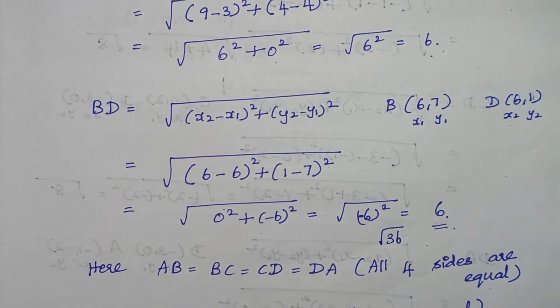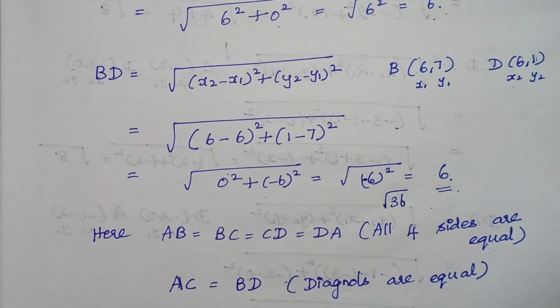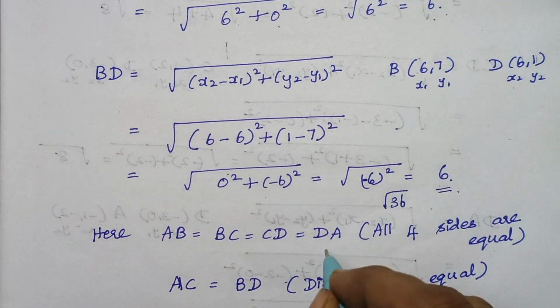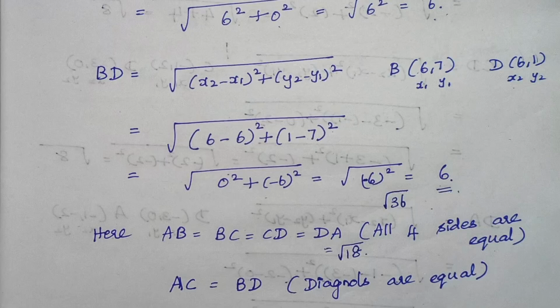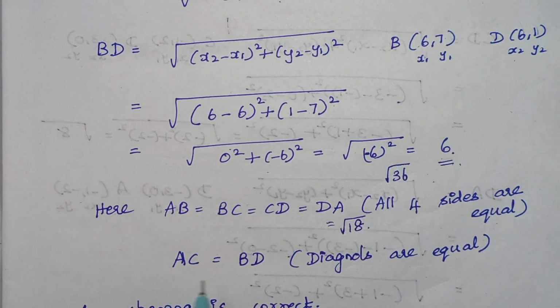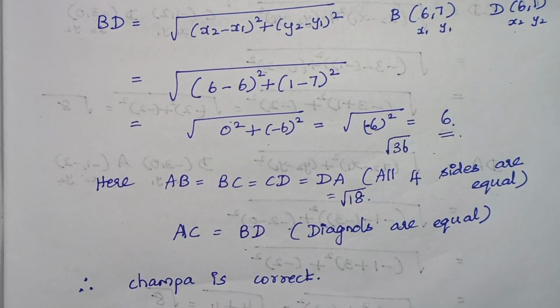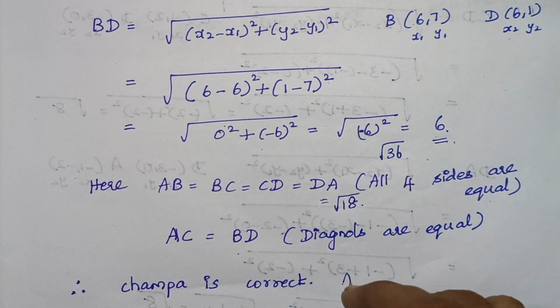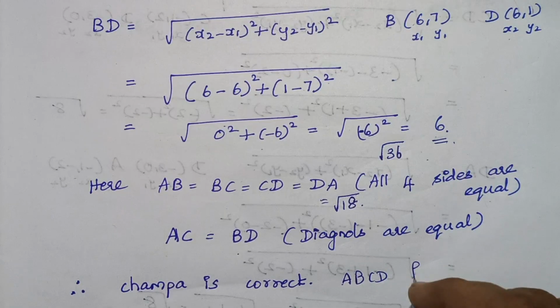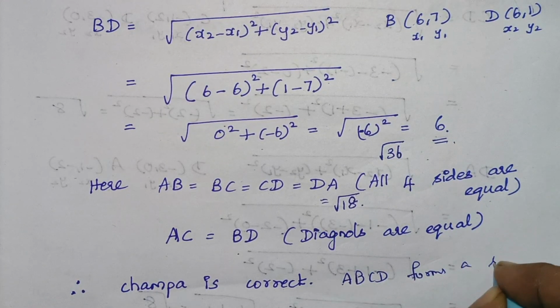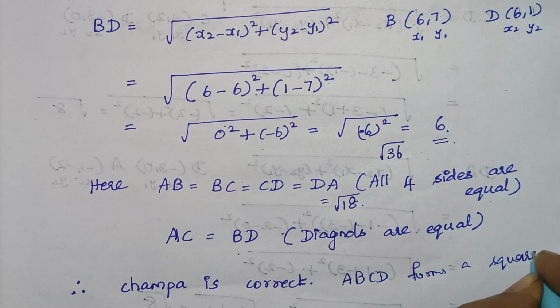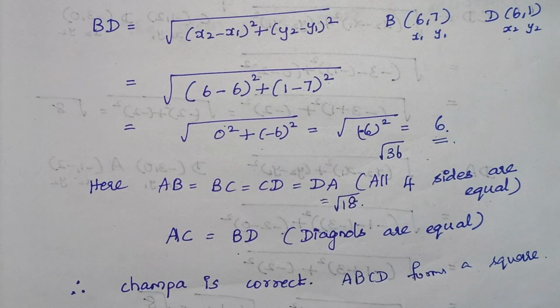So finally here we are going to make a conclusion. You see here all the four sides AB, BC, CD and DA are equal, whose value is equal to square root of 18. And when you look at the diagonals, the values are also equal. Therefore, Champa is correct. We can add one more sentence: the points A, B, C, D form a square, because all four sides are equal and the diagonals are also equal.